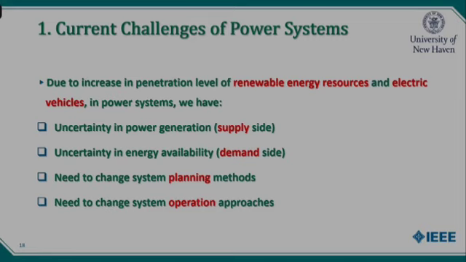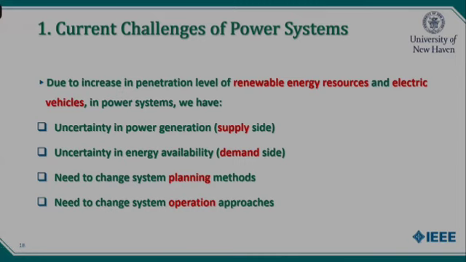The second challenge is, again, due to using renewable energy resources, but this time they are at lower scales, known as distributed generation units. Also, electrical vehicles will work and be used in the distribution system, that is, on the demand side.